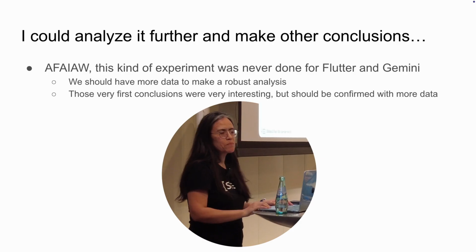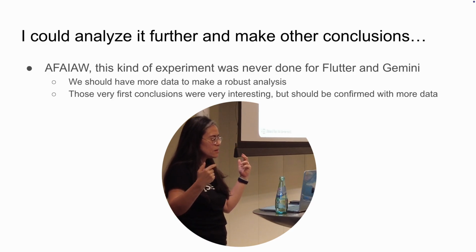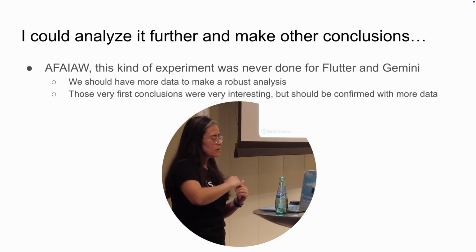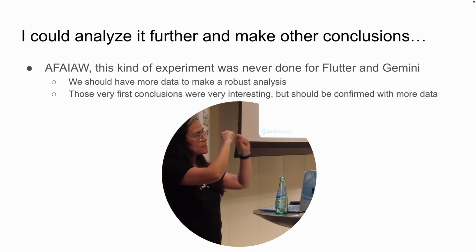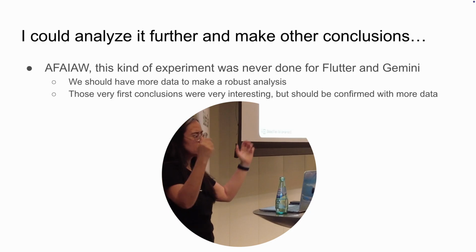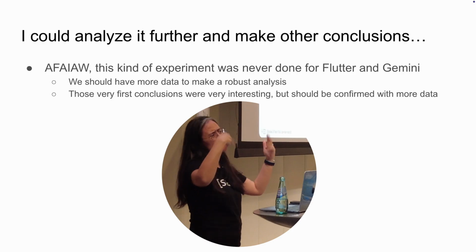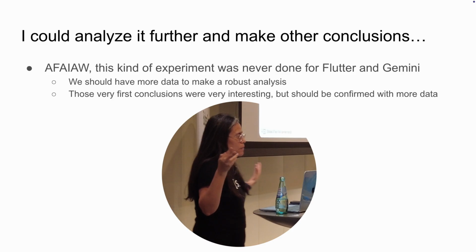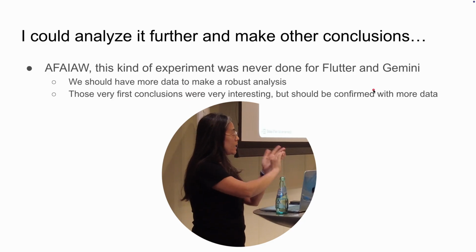Again, I could spend hours and hours on this. I can look at the same context file and see how the results vary, or look at one row and do cross comparisons, and see the number of lines or number of characters of the context files and so on. But as far as I am aware, this experiment was never done with Flutter or with Gemini.